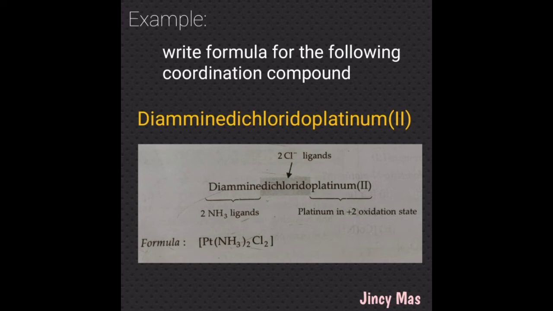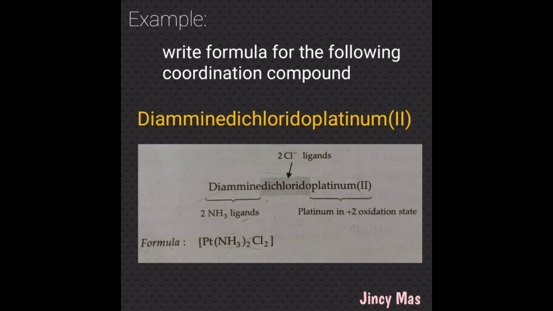Then look into the ligands. 2 ligands are given there. Diamine. Diamine means 2 NH3 ligands. Dichlorido. Dichlorido means 2 Cl minus ligands. So we can see the alphabetical order. So amine comes first. Di or tri, that is not our consideration.